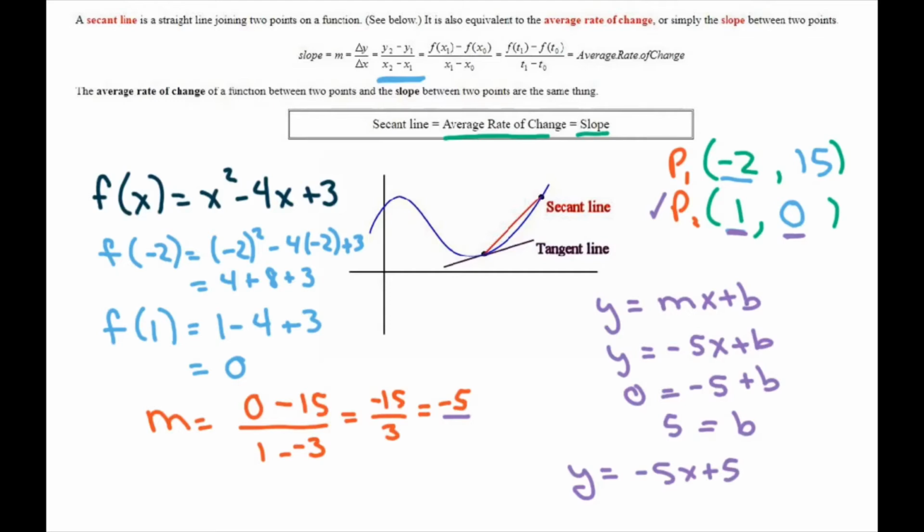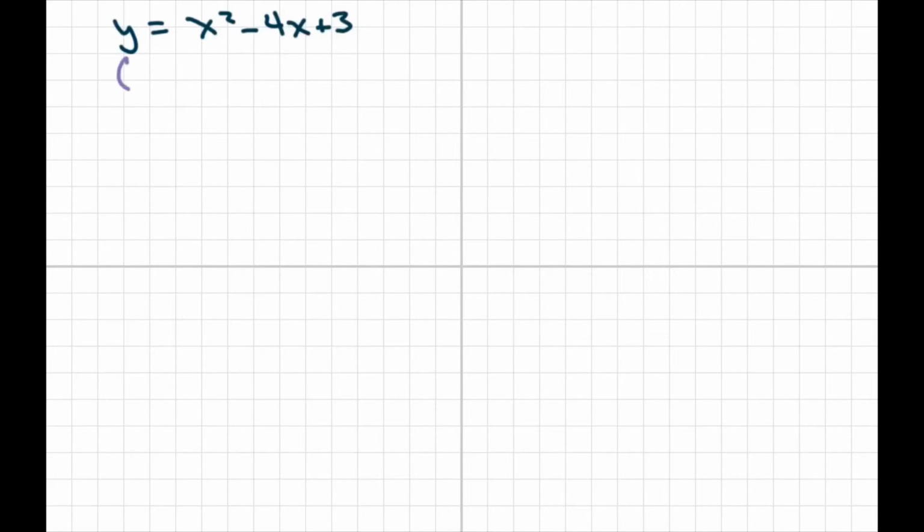Now we have to remember all this for the next slide. So we have -2, 15 and 1, 0. Let's go ahead and plug those in. -2, I don't really have, I only go up to 10 on here, so I'm going to kind of make it right about there. I'm just estimating it anyway, and 1 is just going to be at 0.